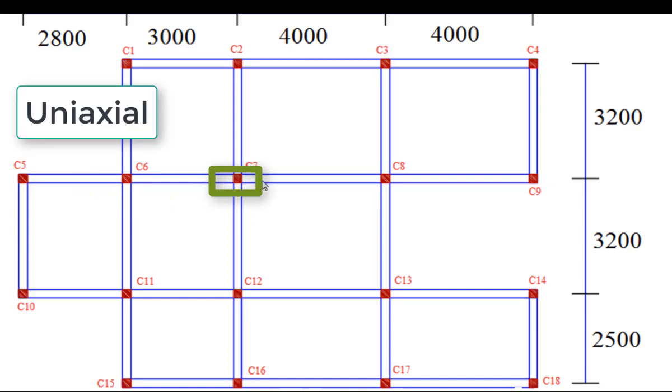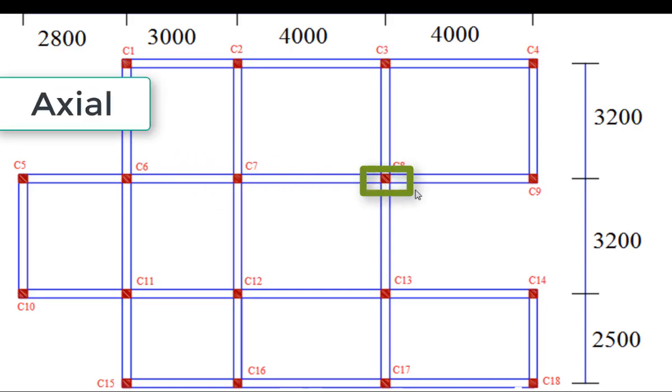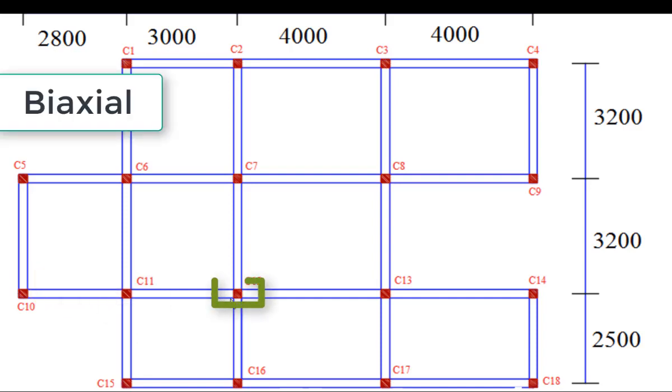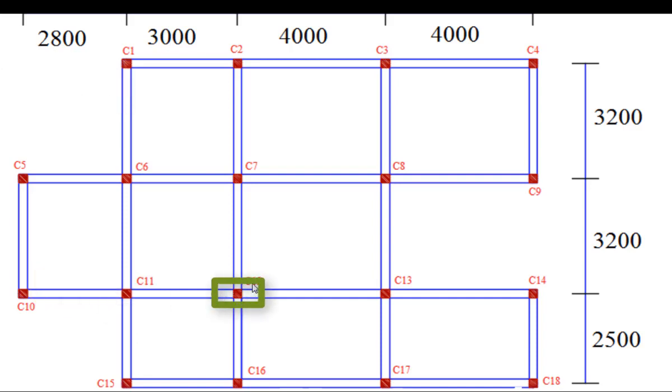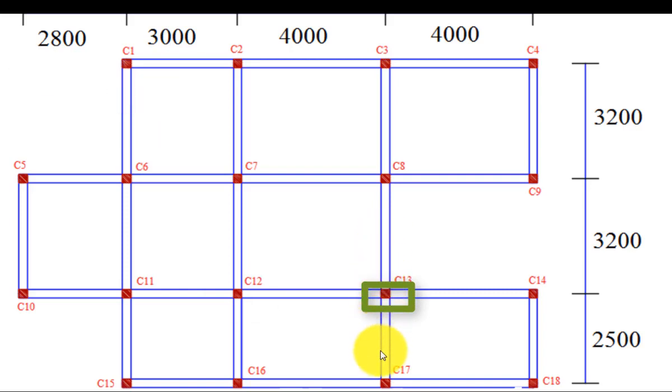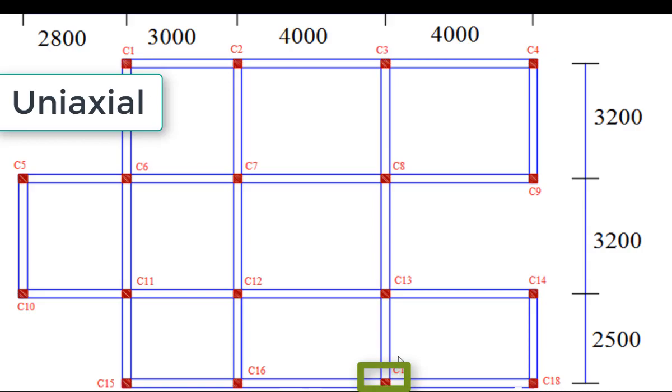C7 is a uniaxial column because the beams at the x-axis do not have equal length. C8 is an axial column because the beams in the x-axis have equal length. The beams at the y-axis also have equal length. C11 is a biaxial column because it falls at neither the center of both x and y axis. C12 is also a biaxial column for that same reason. C13 is a uniaxial column because of its y-axis. C16 is biaxial and C17 is uniaxial.